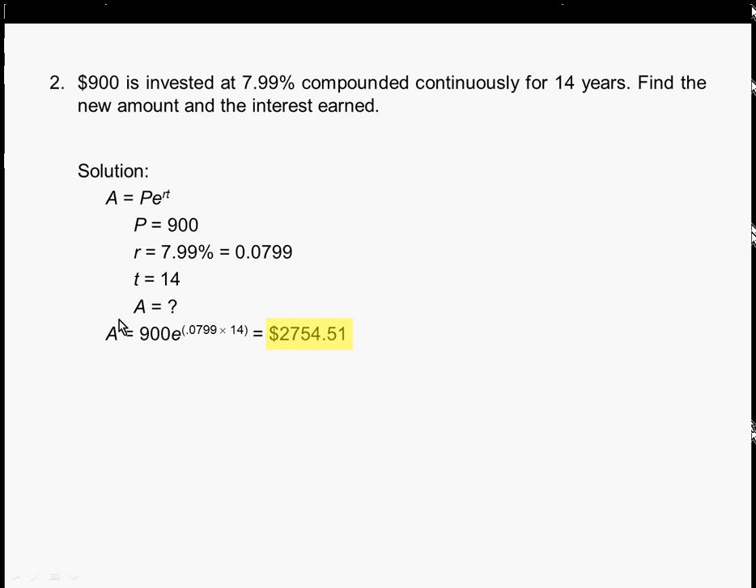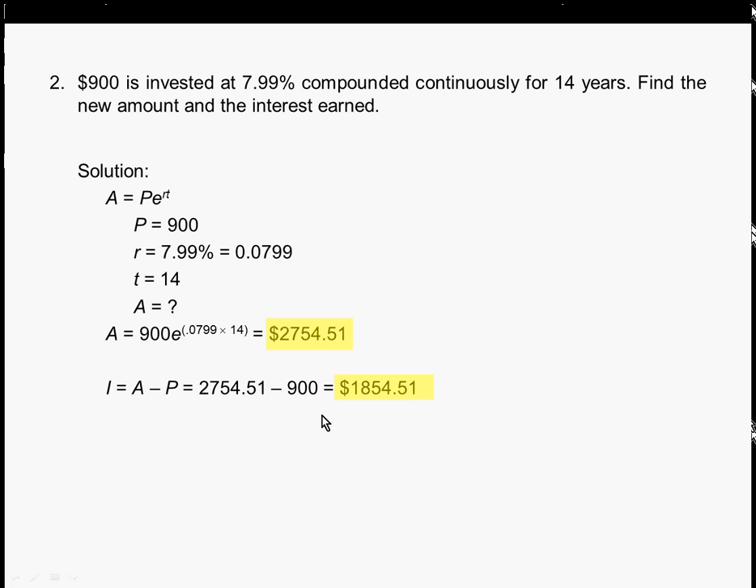Now again, when you put the dollar sign, it does go in front of the number, and there is no space between the dollar sign and the number. I know we say dollars after, but the dollar sign goes in front. Okay, the interest earned is going to be A minus P. So $2,754.51 minus 900, you get $1,854.51.